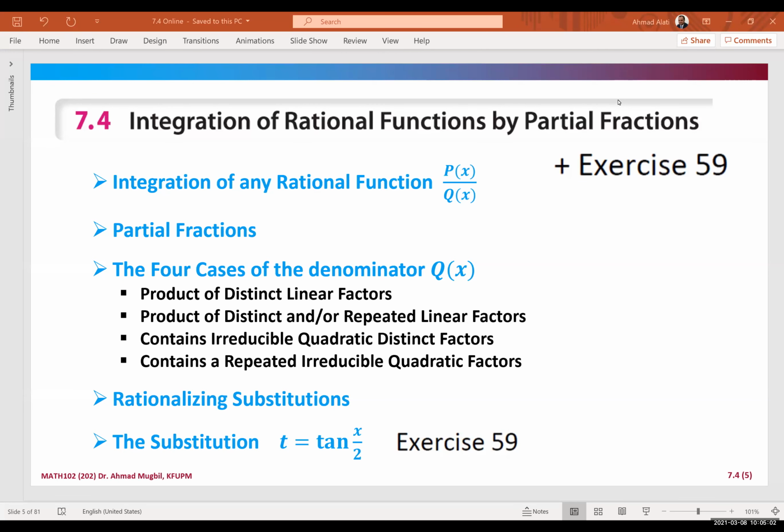This is a new section and it is an interesting section. I'm sure that you will enjoy it, inshallah. Here in this section, we will learn how to integrate any rational function.